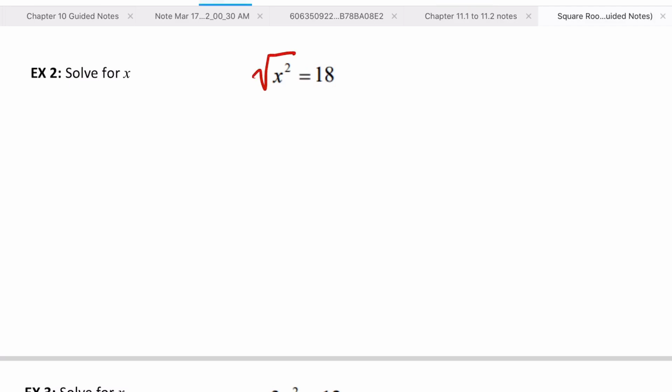Now in this next example here, we're just going to do the same thing we did before. We're going to do the square root of both sides. When you do the square root of a square, it undoes the square. It just becomes x. And then on the other side, we want to take the square root of 18.